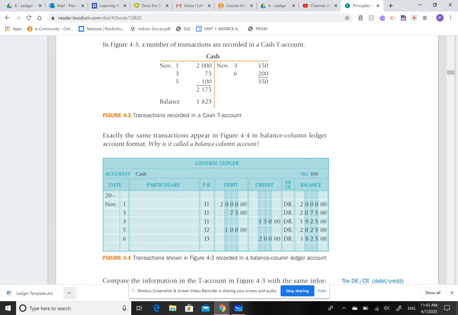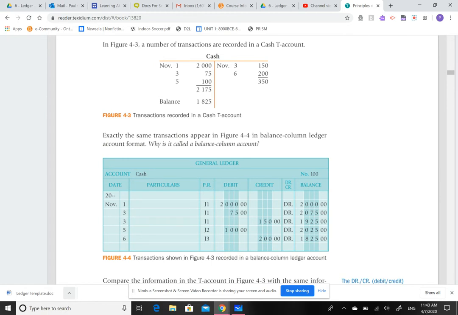Okay, the next one on the 3rd is the $75 debit. So again, there's the 3rd, so 3. Then J1, same page of the journal. Go into that in a minute. And then $75 debit. It is again a debit transaction. And then you add that 75 and it comes to $2,075.